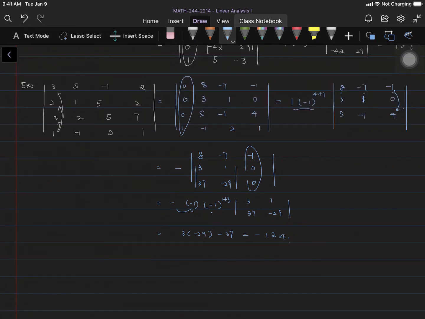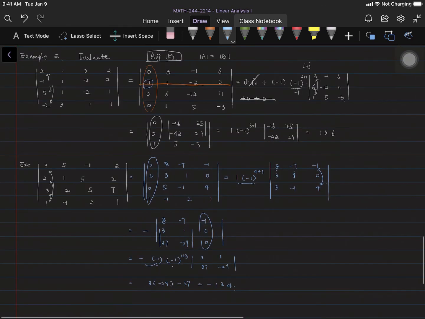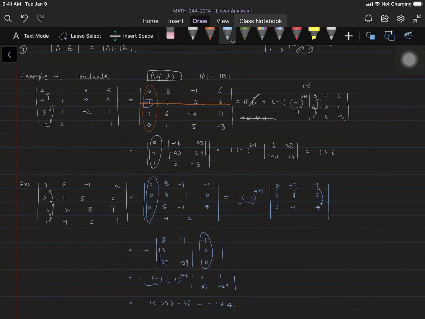So try to simplify the determinant as small as possible and then expand. I noticed some students just find the determinant from the original. It takes a lot of time and it's impossible most of the time for you to get the right answer. So simplify them into 2 by 2.